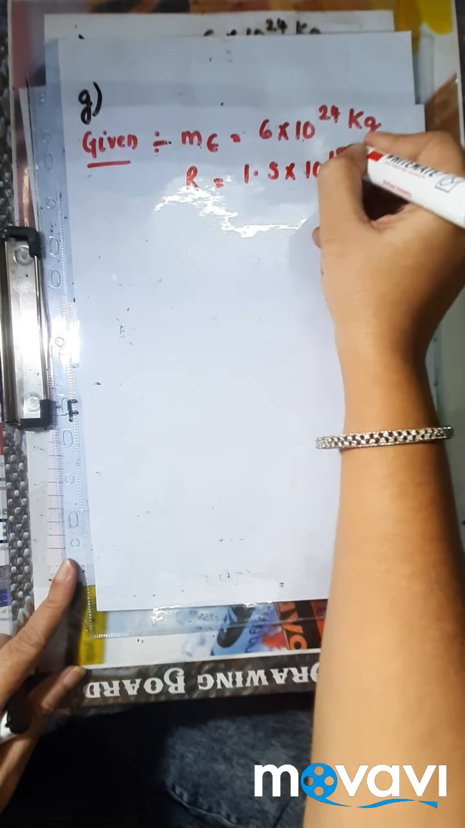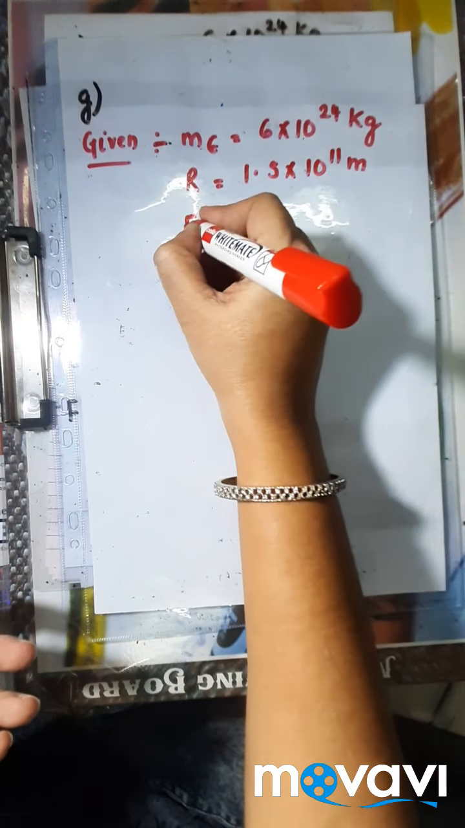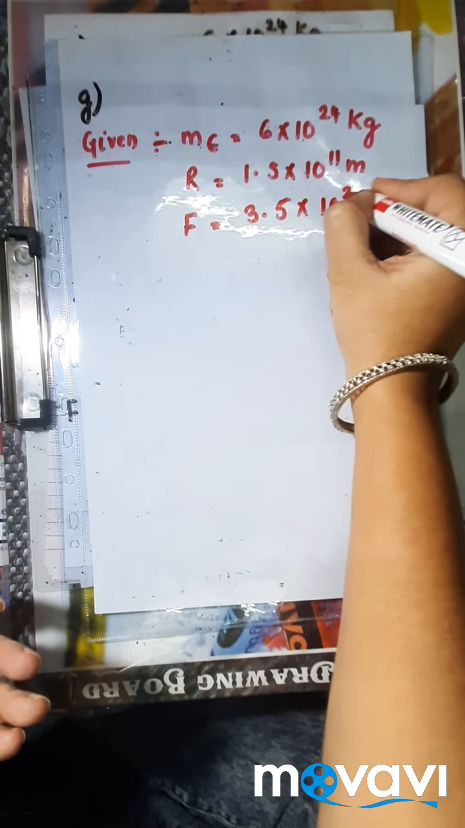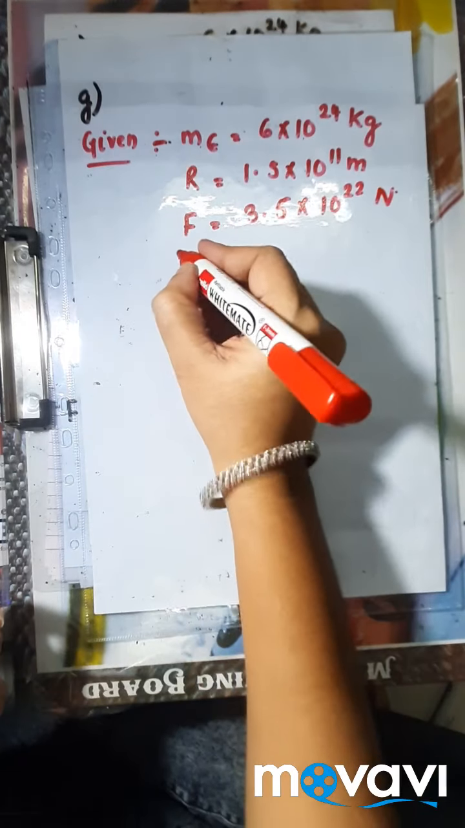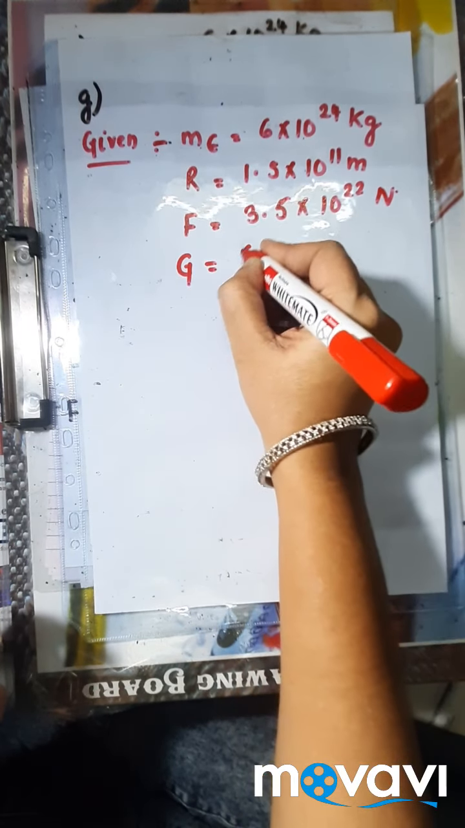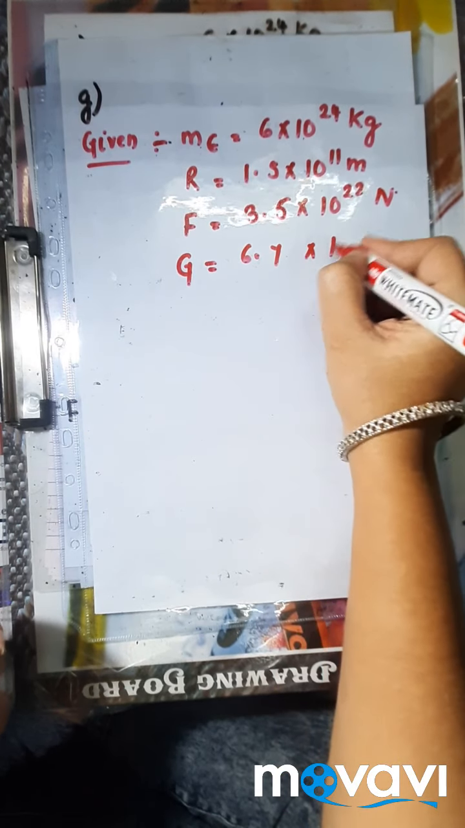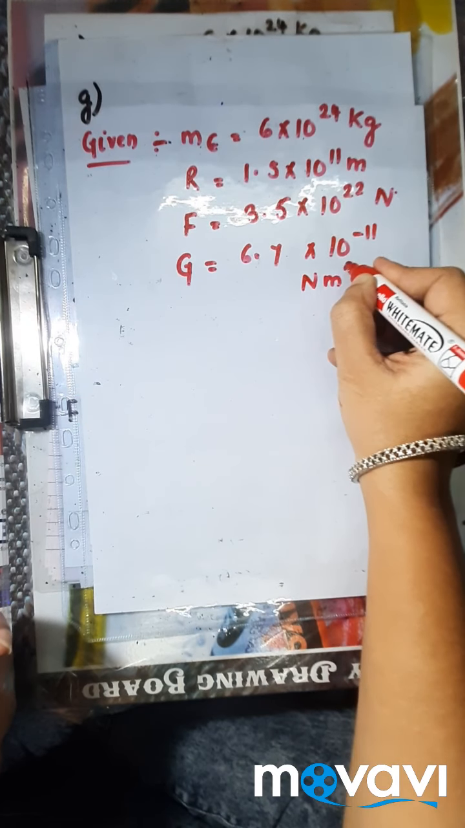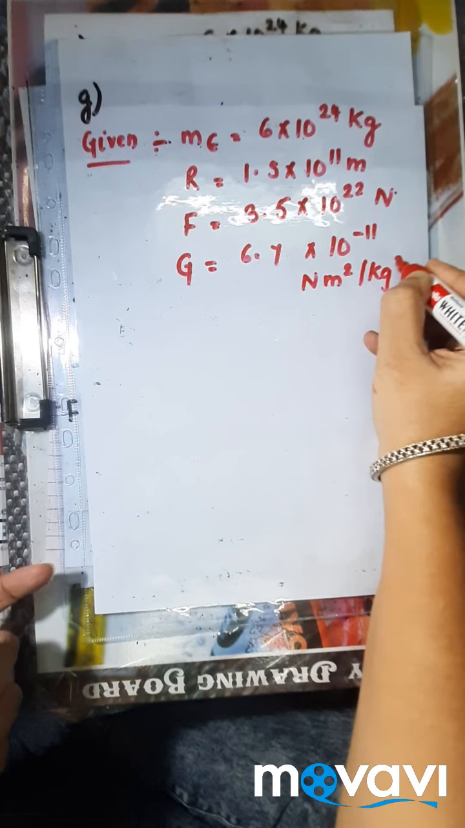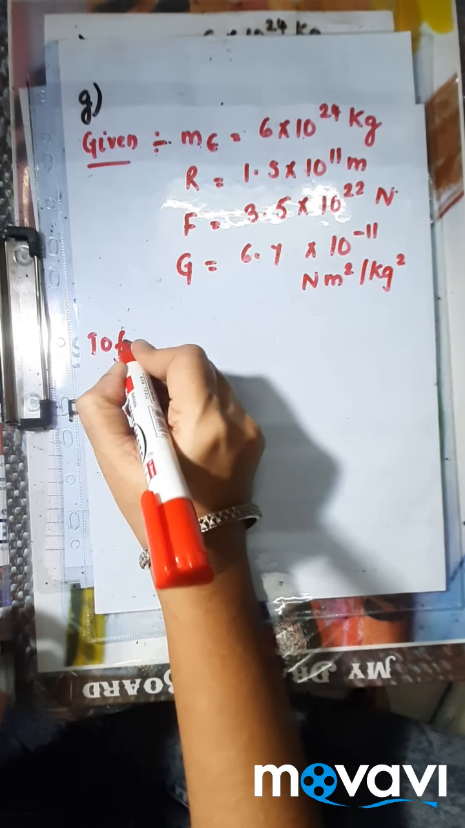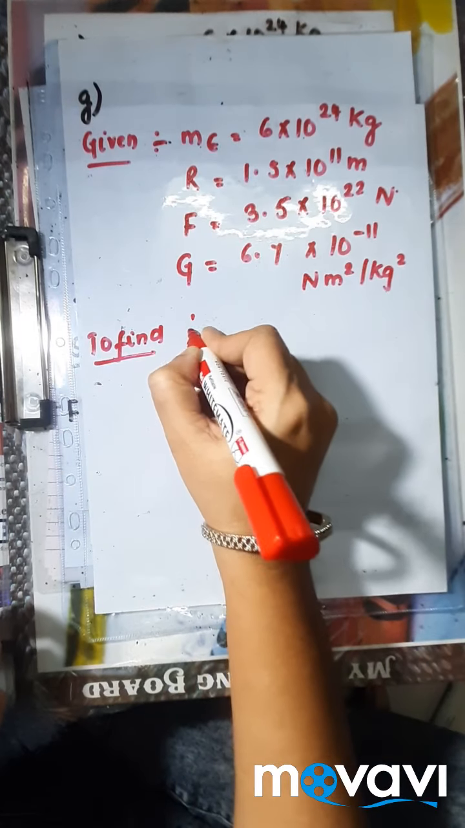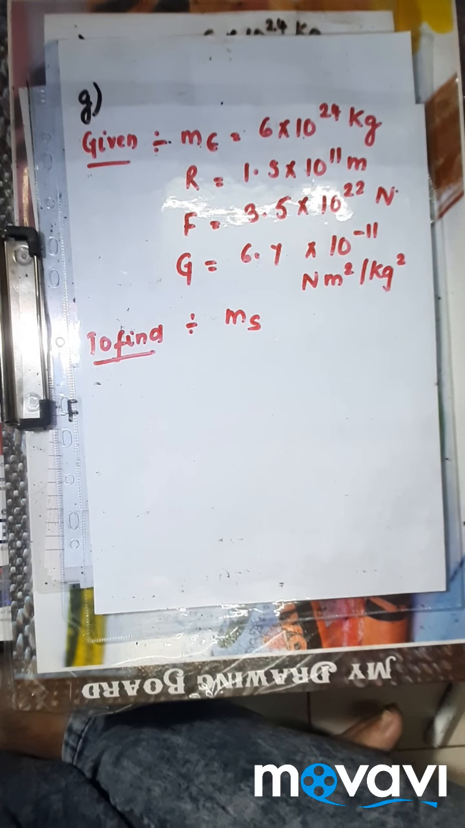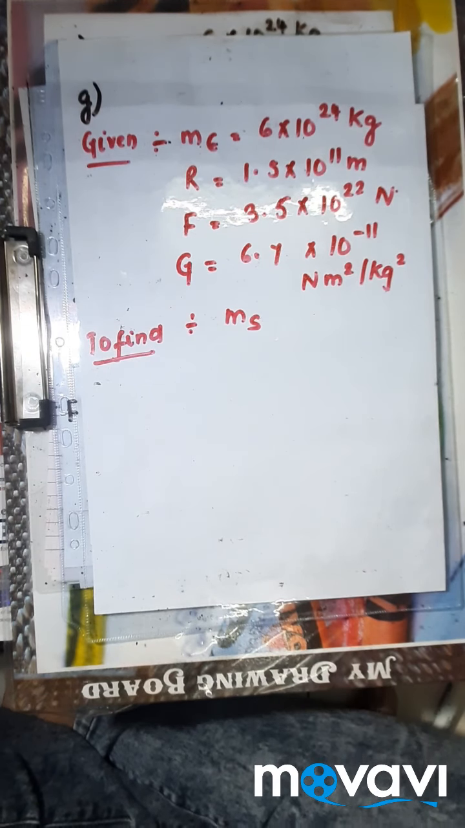If the gravitational force between the two, so F is equal to 3.5 multiplied by 10 raised to 22 Newton. What is the mass of the sun? And once again they are telling you G is 6.7 into 10 raised to minus 11 Newton meter square per kg square. So we have to find the mass of the sun. Again, the calculation is lengthy, but we can start with the formula, not to get scared of the formula.